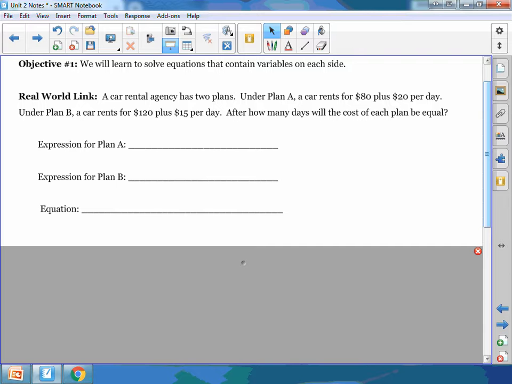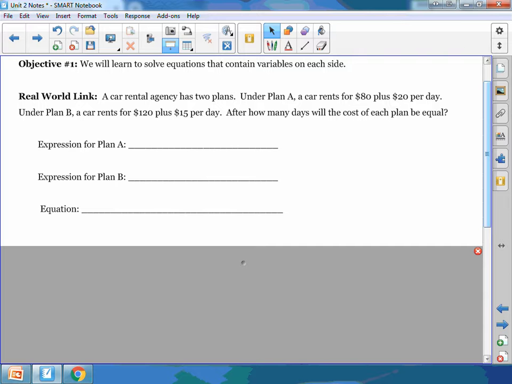Today we're going to do it in a way where we're not using the tiles. We're going to do it in a more algebraic approach. Okay, so let's talk about these problems here. Start off with this example. A car rental agency has two plans. Plan A, it's $80 to rent the car and then $20 for every day that you have the car. Plan B, it's $120 to have the car and then $15 for every day that you have it.